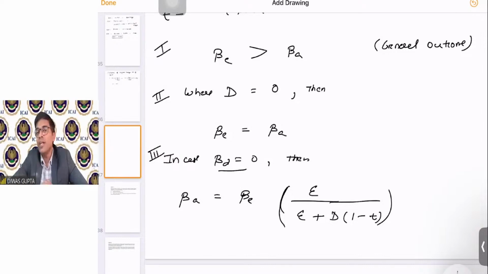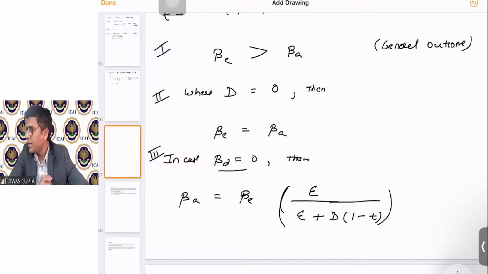Shruti, in WACC also we are taking post-tax, right? In WACC also we are taking post-tax. Here also we are taking post-tax. The only thing is that in WACC we are taking the rate itself as post-tax. Here we are taking the debt amount as post-tax. Okay, Shruti?